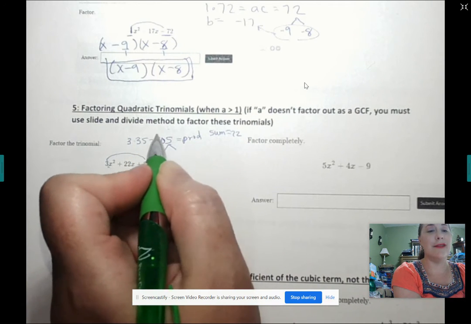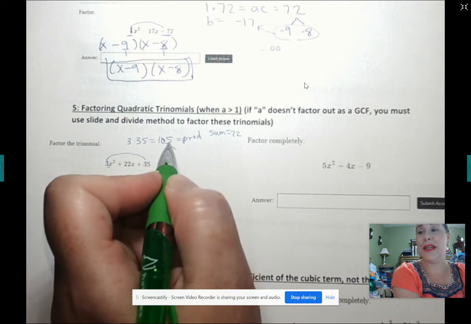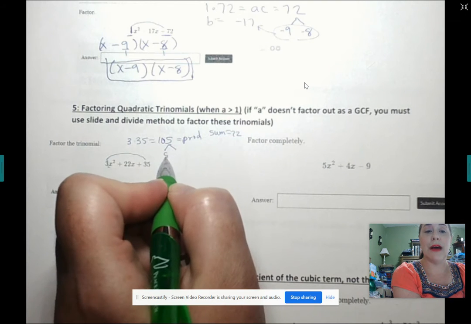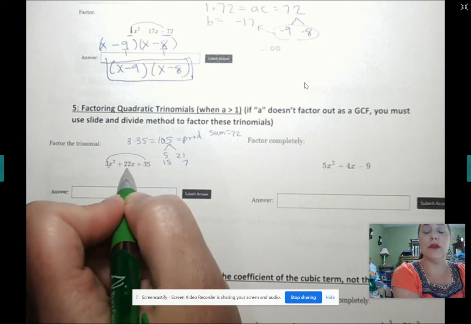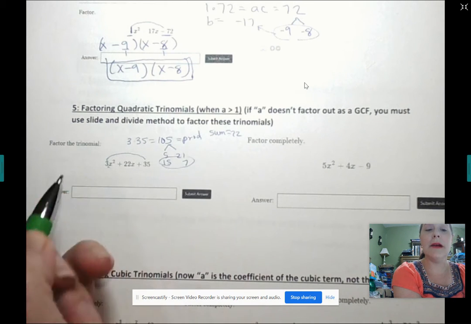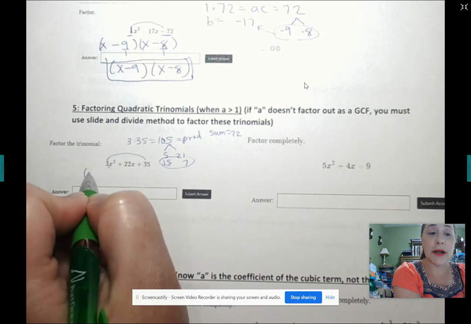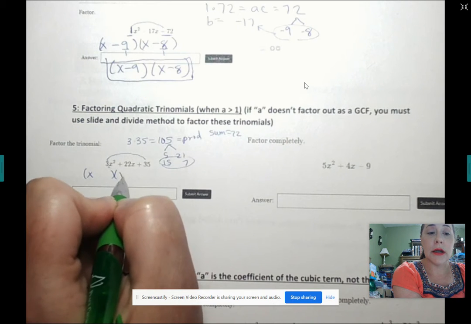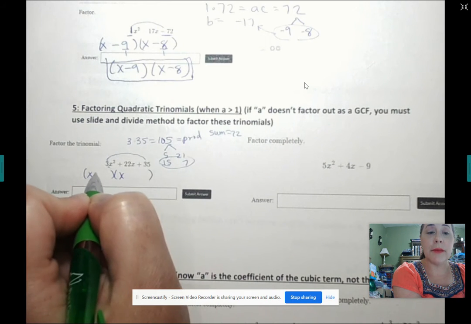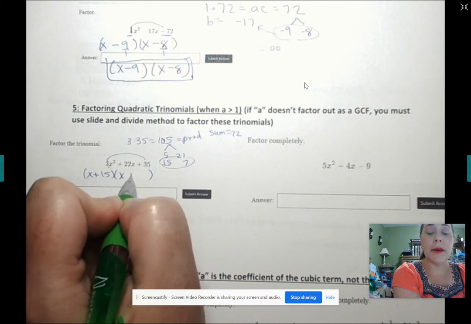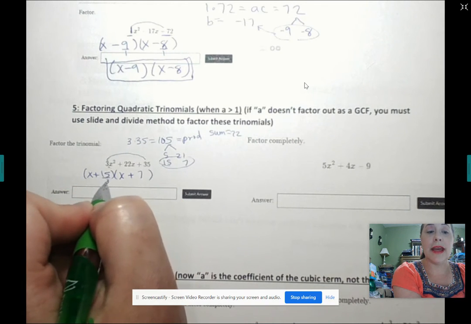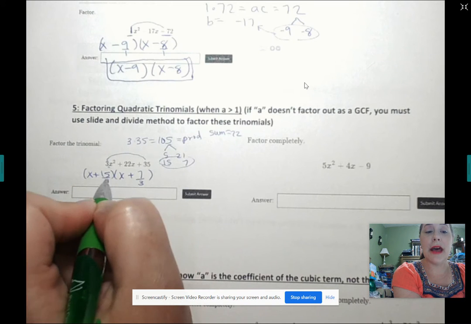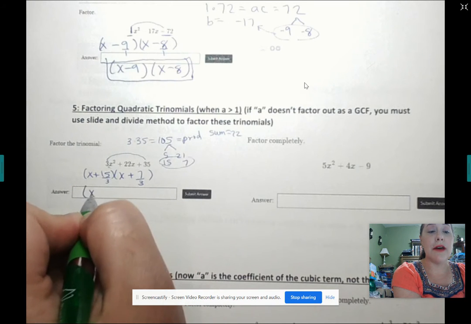So I know this is divisible by 5 or maybe even 15, and that's exactly true. It's 5 and 21, and it's 15 and 7. Which pair adds up to 22? That would be this pair right here. So I'm going to split x squared into an x in each factor. I'm going to put a positive 15 with one and a positive 7 with the other, and I'm going to divide by the a value. Okay, if it divides nicely into that number, then that is your new factor.